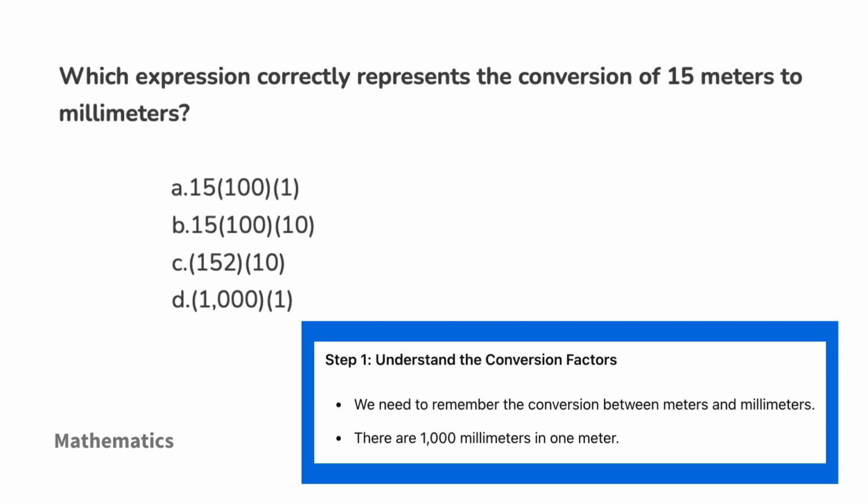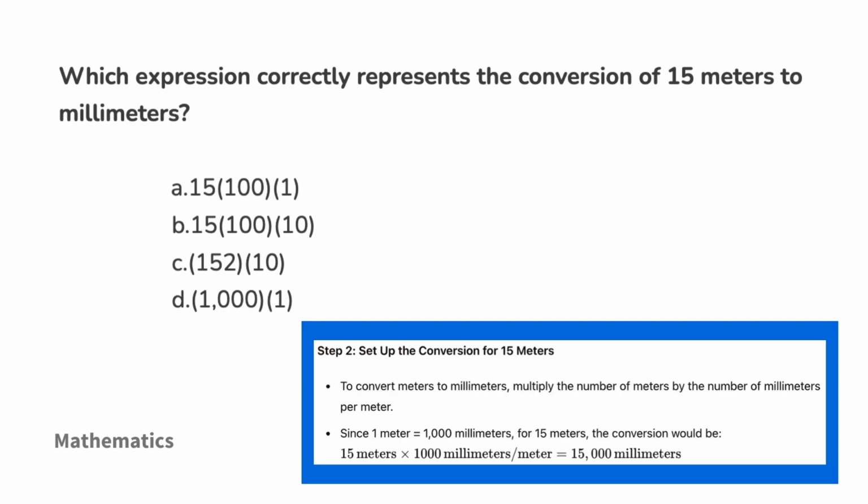All right, let's go over it. First, let's recall that there are 1,000 millimeters in 1 meter. Next, we need to set up the conversion for 15 meters. In order to convert meters to millimeters, we multiply the number of meters by the number of millimeters per meter. And since 1 meter equals 1,000 millimeters, for 15 meters, the conversion gives us 15,000 millimeters. And knowing this, we can see that the answer, 15 times 100 times 10, would be letter B.